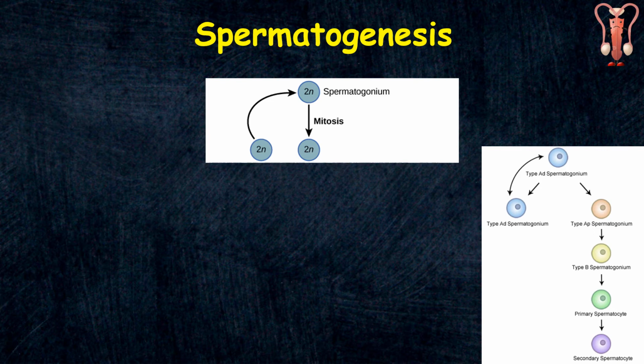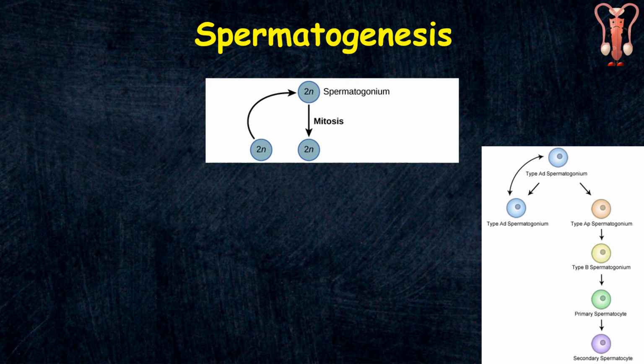Three main types of spermatogonia are there. The first one is dark type A or AD, also called type A1. They represent reserve resting stem cells. They have dark staining oval nuclei. They divide to form more dark type A cells and also some light type A cells.